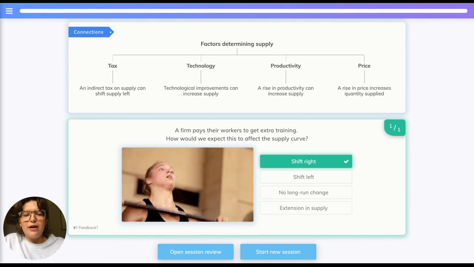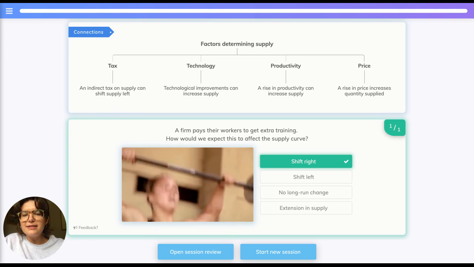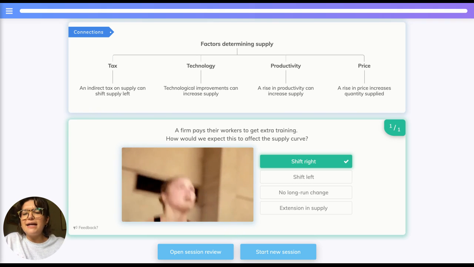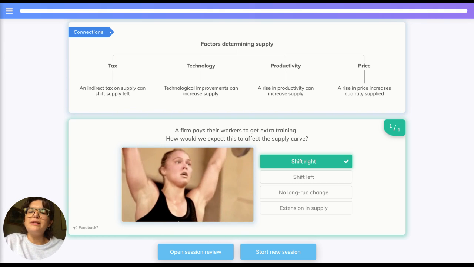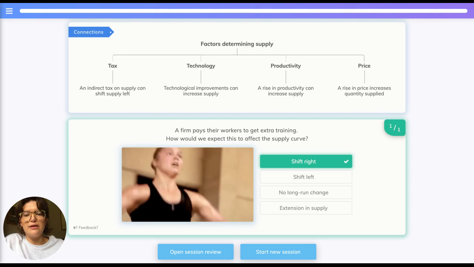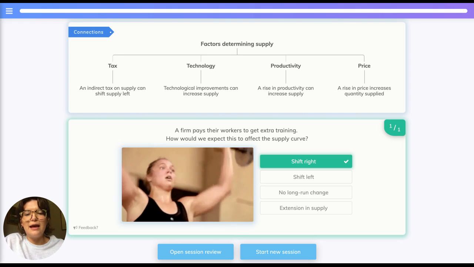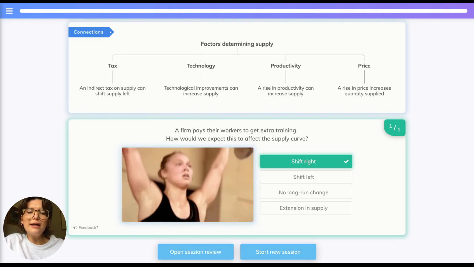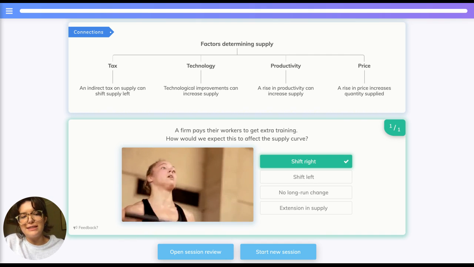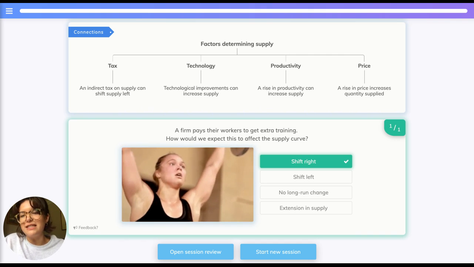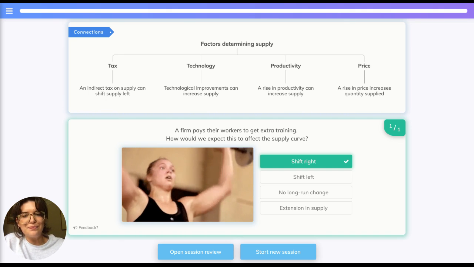So if we give a bit of an example about how the various factors can affect supply, an indirect tax on supply shifts the supply curve to the left. Technological improvements can lead to the supply curve shifting to the right. A rise in productivity can increase supply and therefore shift it to the right as well. And a rise in price will lead to increases in the quantity supplied as firms are more incentivized to produce as they hope that their profits will increase.